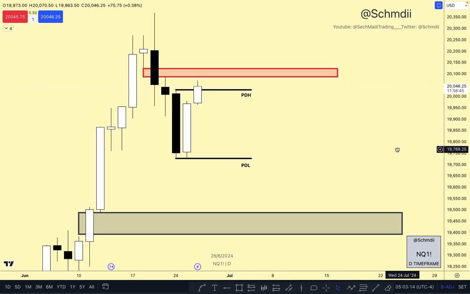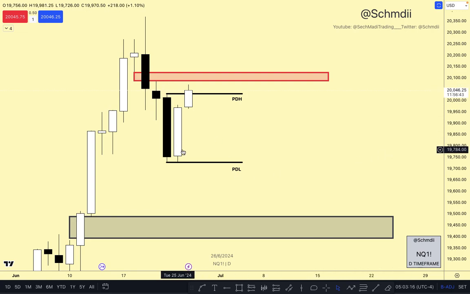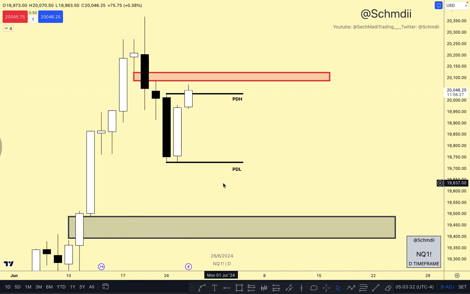Without further ado, as I was saying yesterday, I got to my charts. I noted the two closest PD arrays or imbalances from where price was. I had the sell side imbalance just above where price was, and the buy side imbalance below where price was.